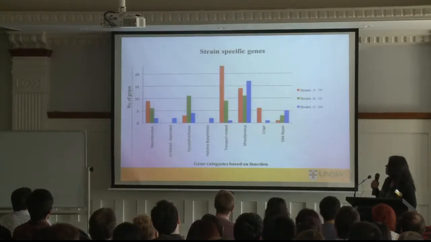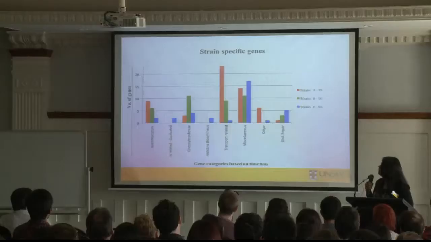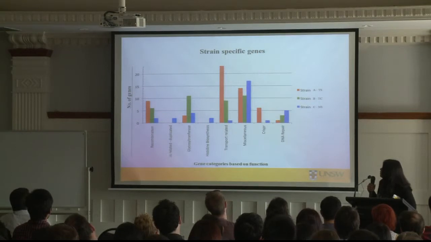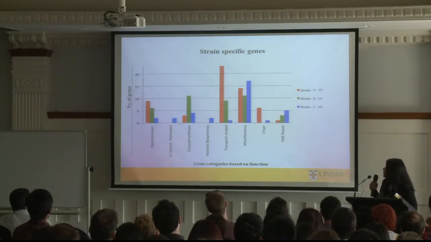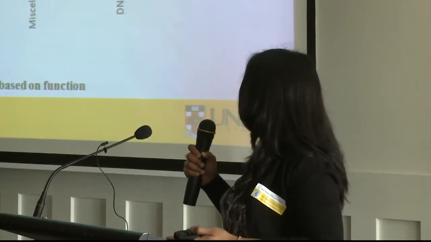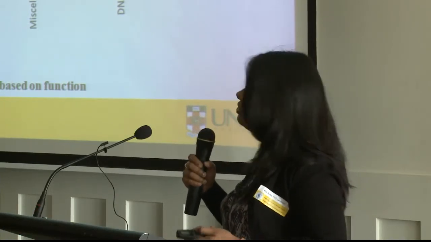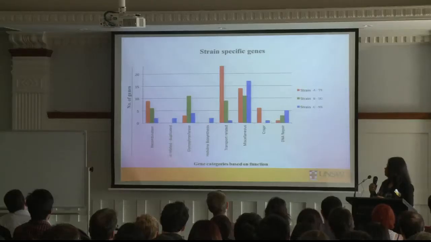So we found that the main function of these genes is to help the organism adapt better. I'll give you an instance. Say transport-related. Strain A, the red one, has more transport-related genes than the other 2. Maybe because where it's found, it needs to have a better transport system evolved for it to get food.